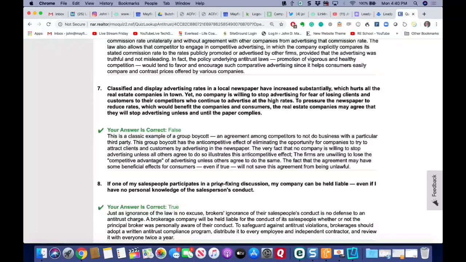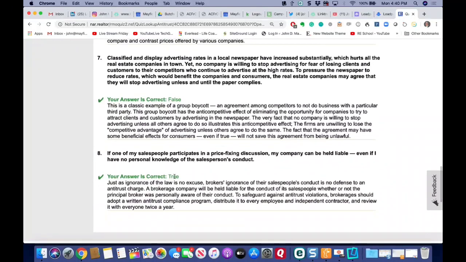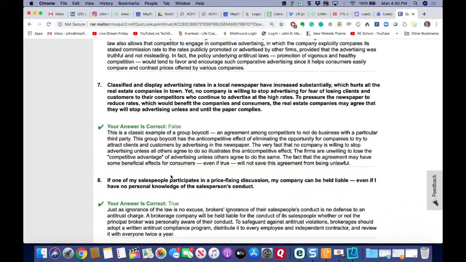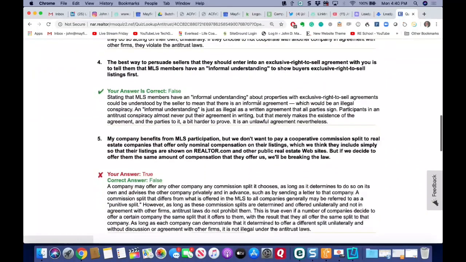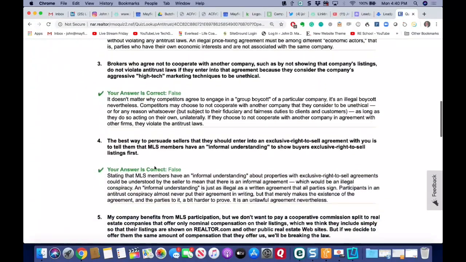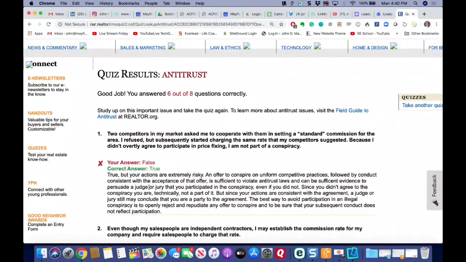And if one of your people get involved in a discussion, can you be held liable even if you didn't have personal knowledge? True. And again, that would not be a good tactic for everybody to boycott the paper, so that's false. So I didn't do as bad as I thought, 6 out of 8. These 2 were, I read too much into this question, and this one I just had no idea. Probably read too much into that question as well.